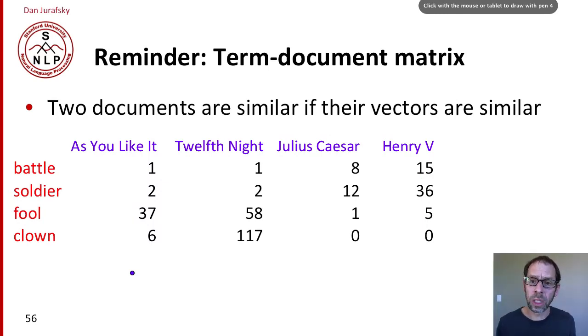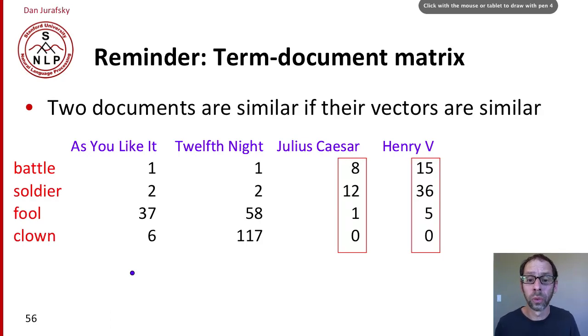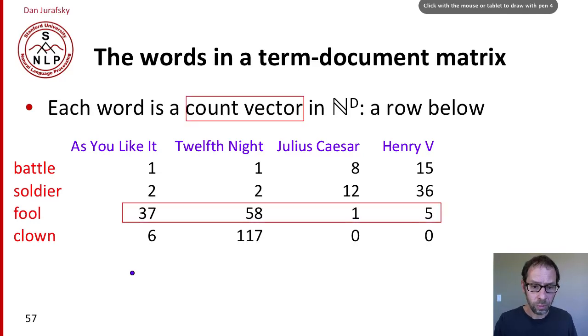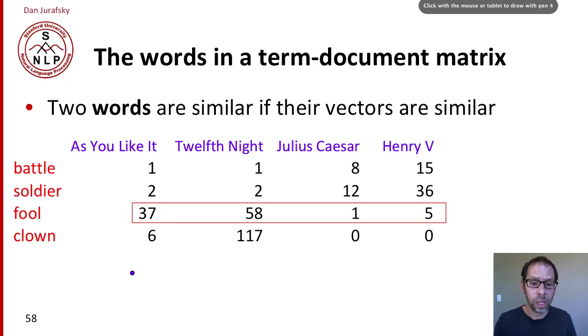So two documents are similar if their vectors were similar. So Julius Caesar, high counts for battle and soldier, low counts for fool and clown. Similarly, Henry V, high counts for battle and soldier, low counts for fool and clown. So we saw that Julius Caesar and Henry V, if they were a query and a document or two documents, they were similar by this vector similarity method. And we're just going to use the same exact intuition for deciding if two words are similar. So look at the words in a term document matrix, and now a word is a count vector. And two words are similar if their vectors are similar.